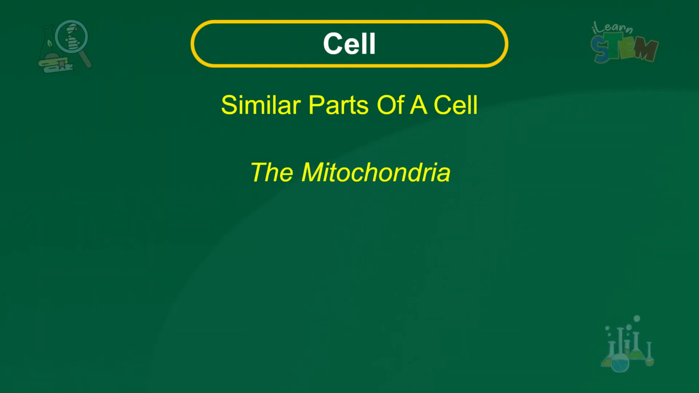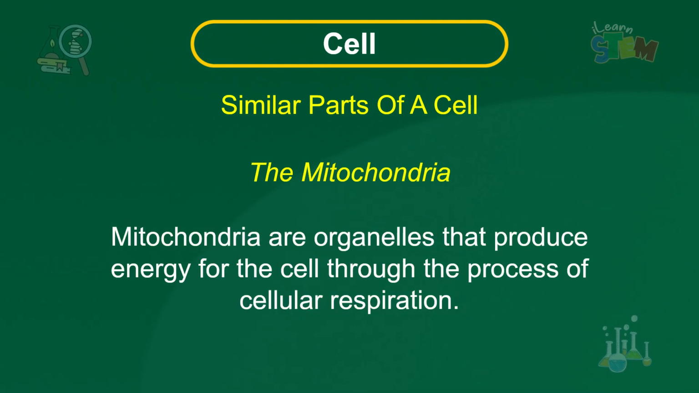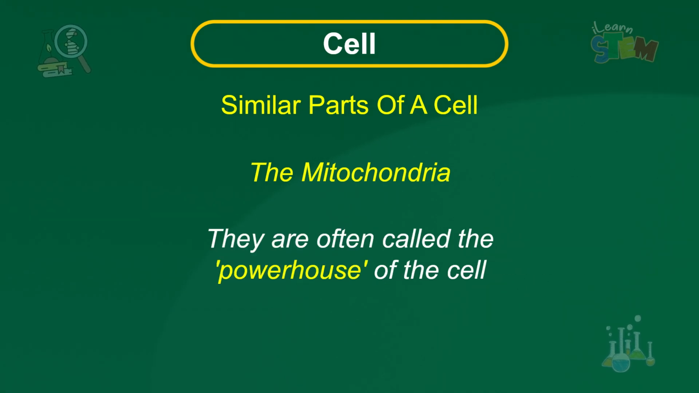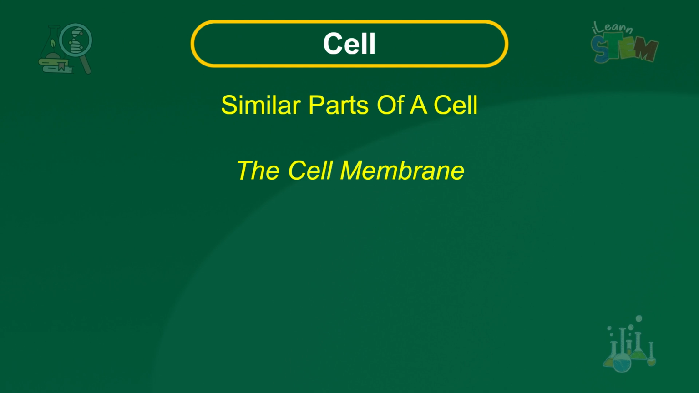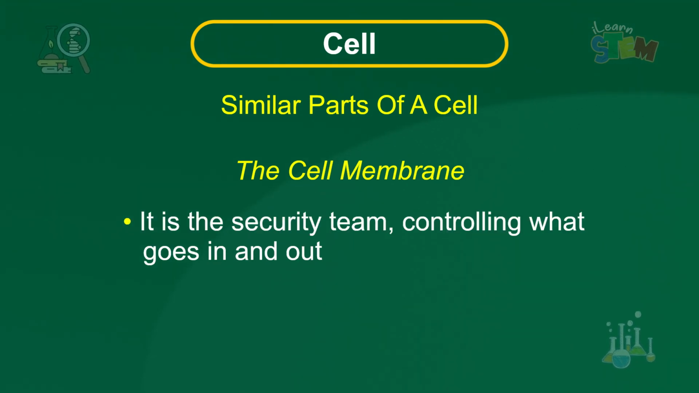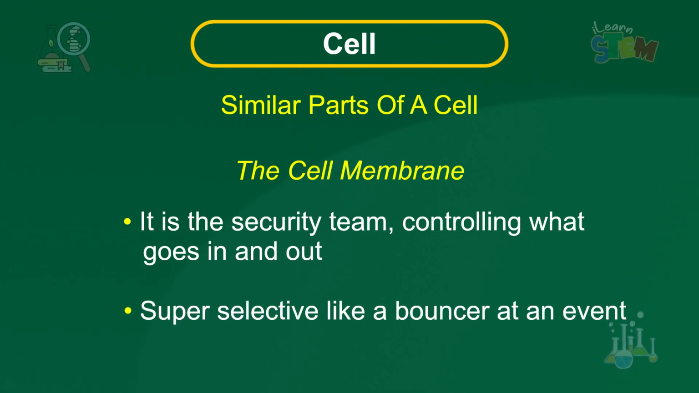The mitochondria. They are organelles that produce energy for the cell through the process of cellular respiration. They are like the power plants of the cell, generating energy. They are often called the powerhouse of the cell. The cell membrane. It is the thin flexible shield that surrounds a cell and controls what enters and leaves it. It is the security team, controlling what goes in and out. Super selective. Like a bouncer at an event.